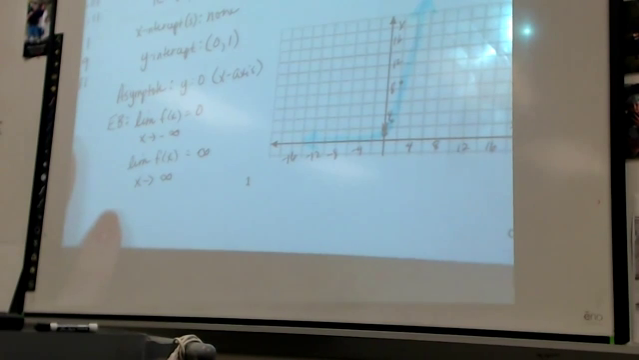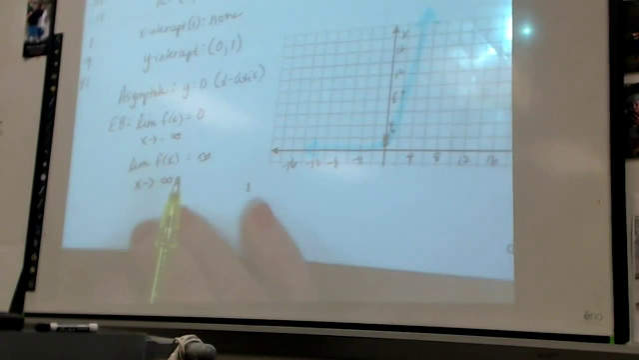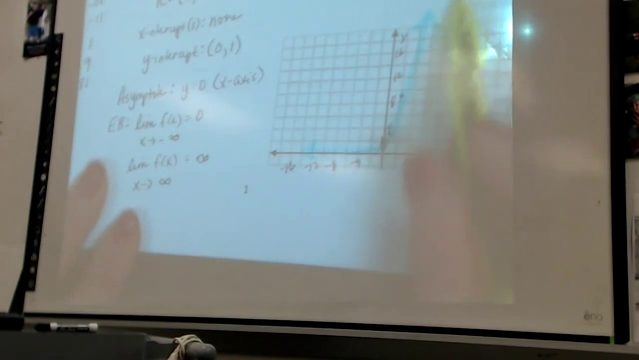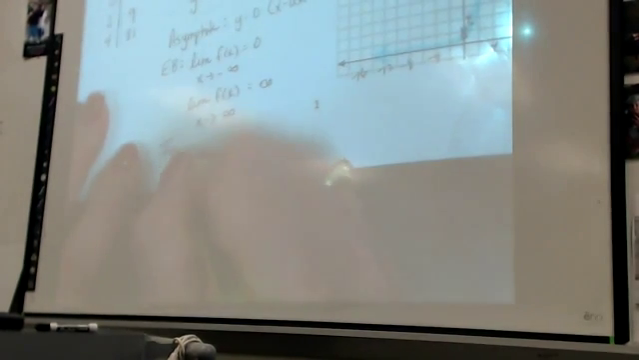And I think there's one more thing it asks for. Where is it increasing or decreasing? Now, increasing and decreasing, you're always going from left to right. And functions can have both. It can be increasing in certain areas and decreasing in certain areas. But what about this one? It's just increasing over the whole domain. It's increasing from negative infinity to positive infinity. Therefore, there's no extrema, which is your maximums and minimums.